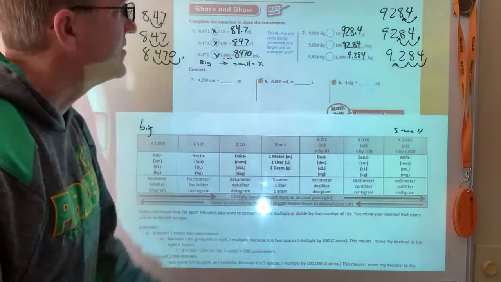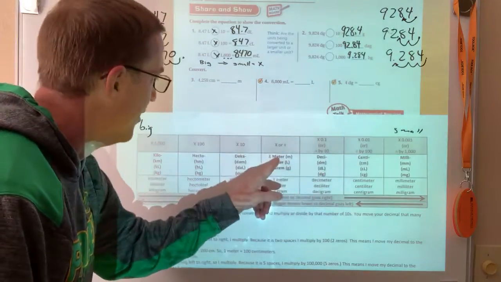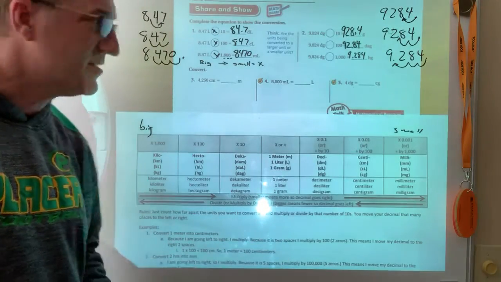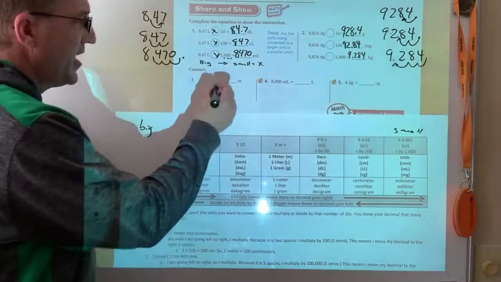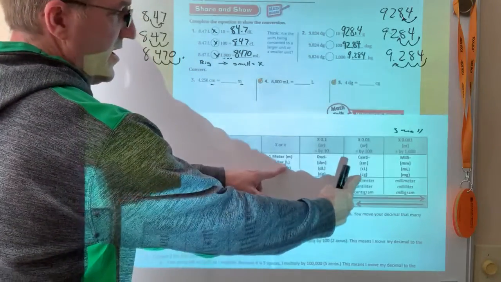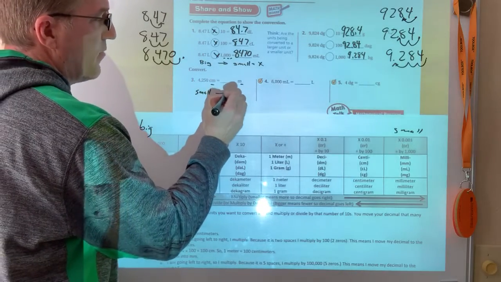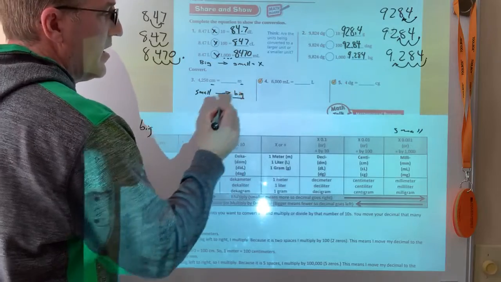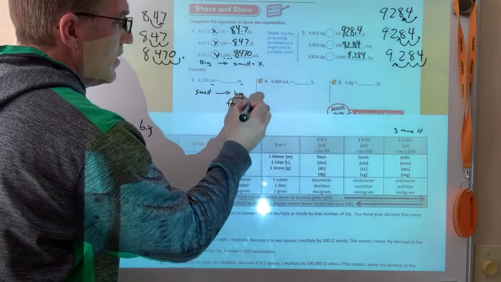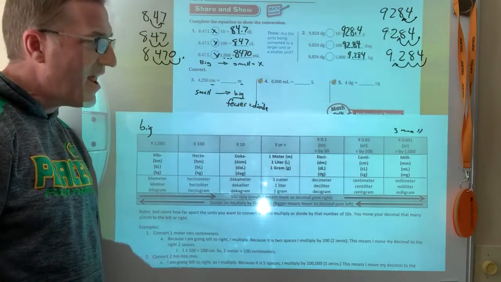I count. I want to go from deci to hecto. There's deci. 1, 2, 3. Move my decimal 3 places. It could not be any simpler than that. So we're going to go centimeters to meters, right? So centimeters is way over here and meters are here. Centimeters are small, and I want to go to big. If I go for something big, big means fewer. Fewer equals divide, okay?